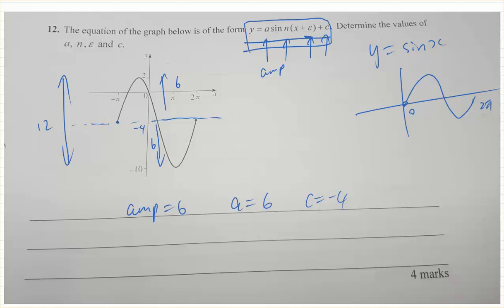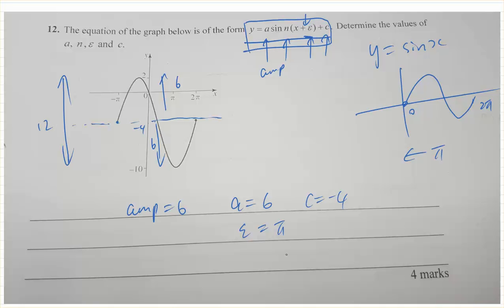We need to find our left-right shift, because originally, again, it's at 0. Now it's at -pi. So the graph has been shifted pi units to the left. In order to shift the graph left, the inside must have the opposite sign, so it must be plus e. So e must equal pi.